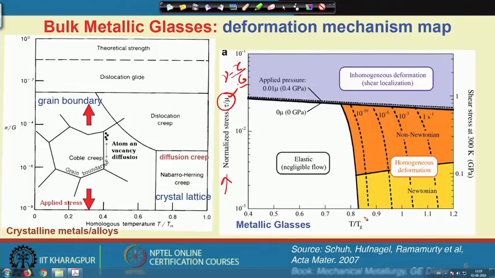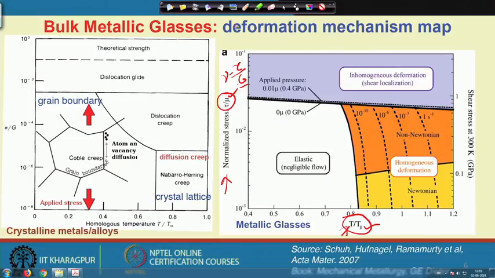And in case of metallic glass, this deformation map has been designed because the Tg is important here. So, glass is characterized by its glass transition temperature, and it is a normalized temperature with T by Tg.